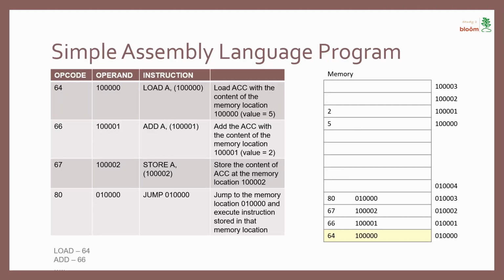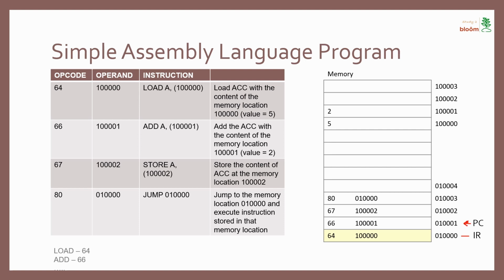Now let's see how a simple assembly language program is executed. Here, the current instruction register points to this memory location 0, 1, 4 zeros. The content inside that memory location is 64, 100,000. If the IR register points to this memory location, the program counter, which contains the next address of the program, points to this memory location.